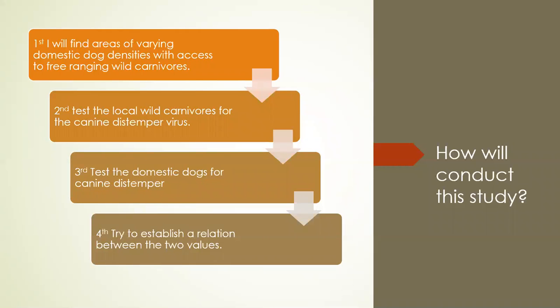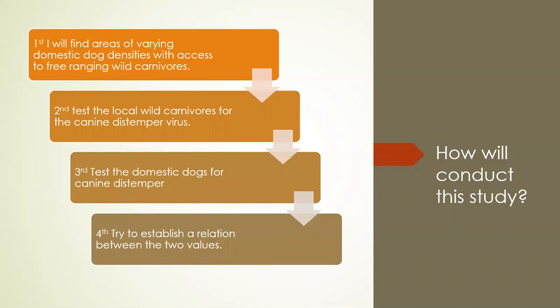So how will I conduct this survey? First, I will find areas of varying domestic dog densities with access to free-ranging wild carnivores. To explain that further, I want to find an area that has a lower density, a medium density, and then a very high density. And I want to compare all those rates to see if there is a relationship between domestic dog densities and infection rates in wild carnivores.